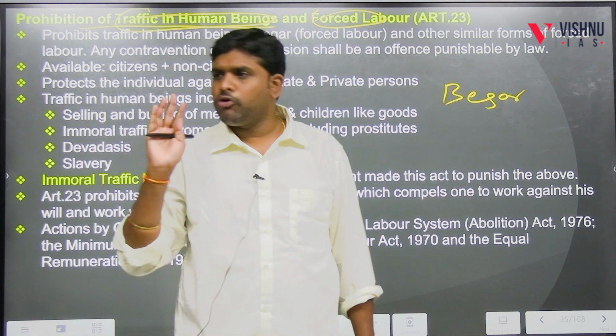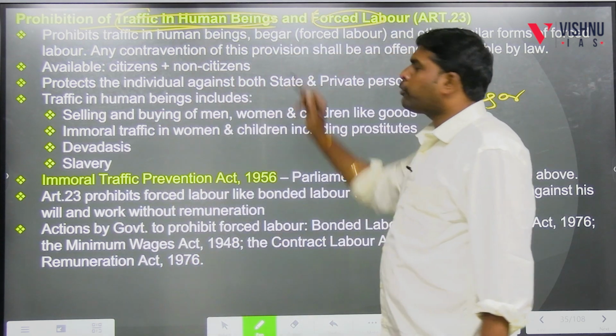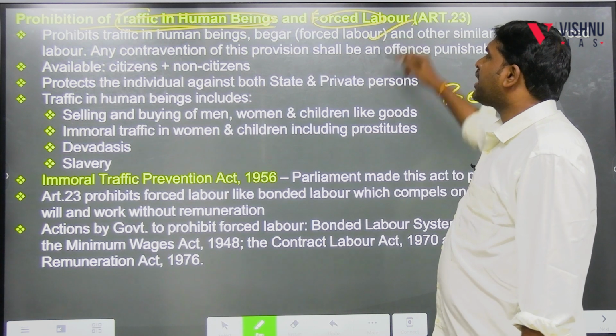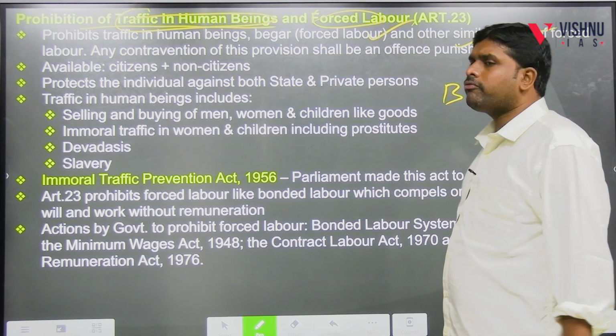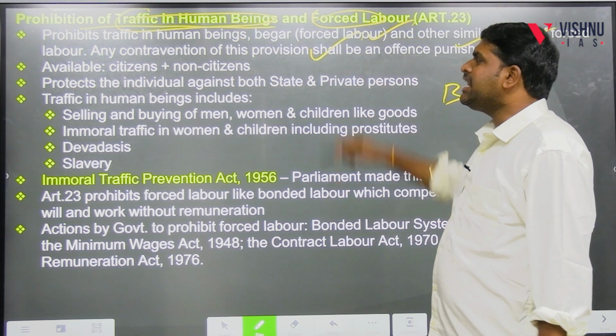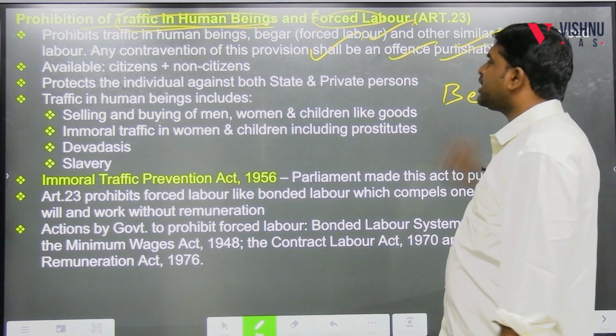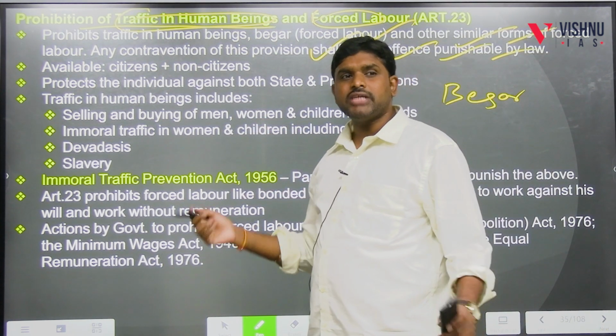Prohibition of human trafficking and forced labor. It prohibits traffic in human beings, begar, forced labor, and other similar forms of forced labor. Any contravention of this provision shall be an offence punishable by law. It is available to citizens and non-citizens.